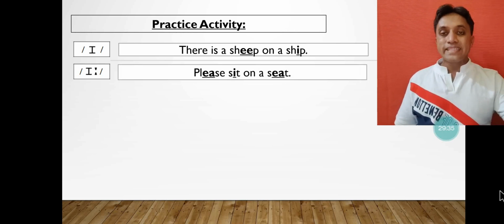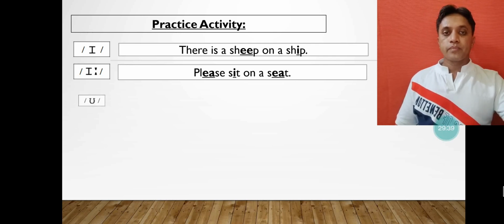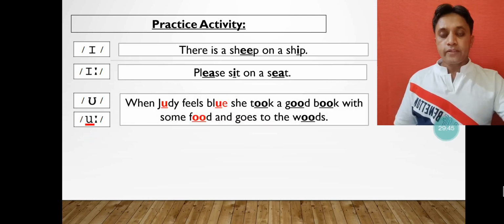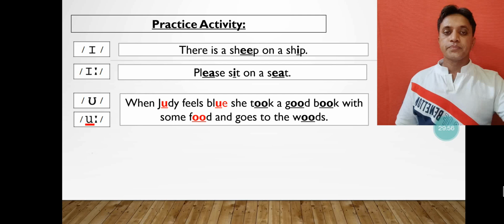Please sit on a seat. Oo, and the pair is oo. Long oo is highlighted in red color. When Judy feels blue, she took a good book with some food and goes to the woods.